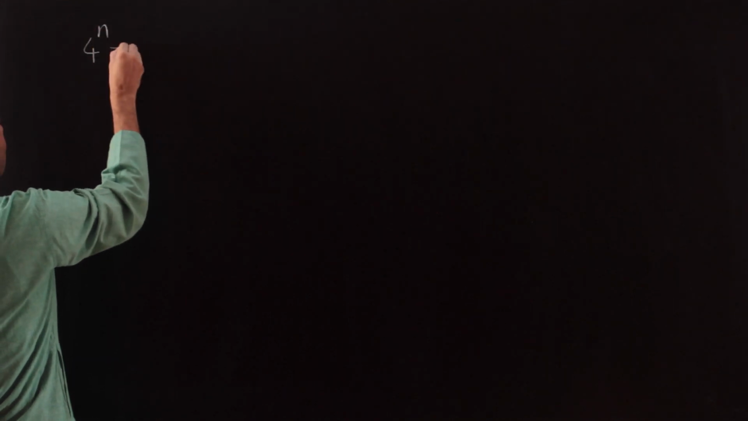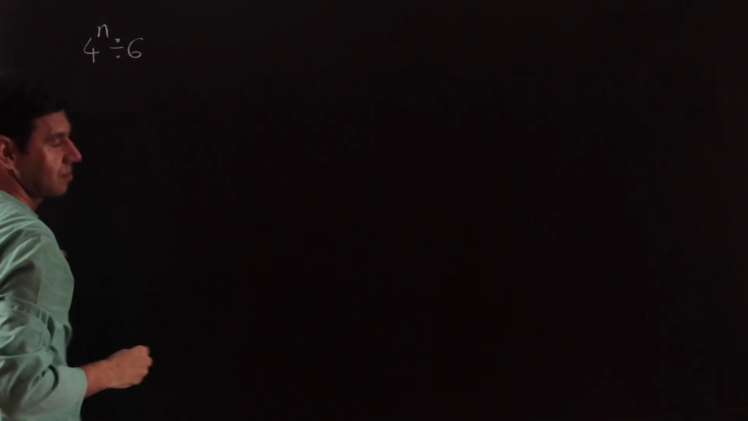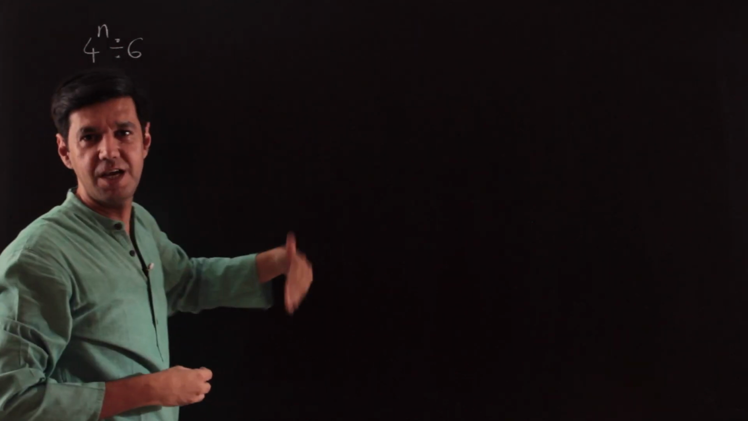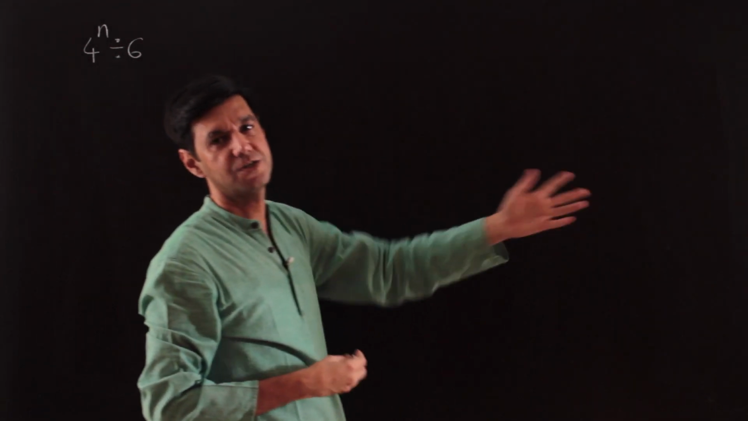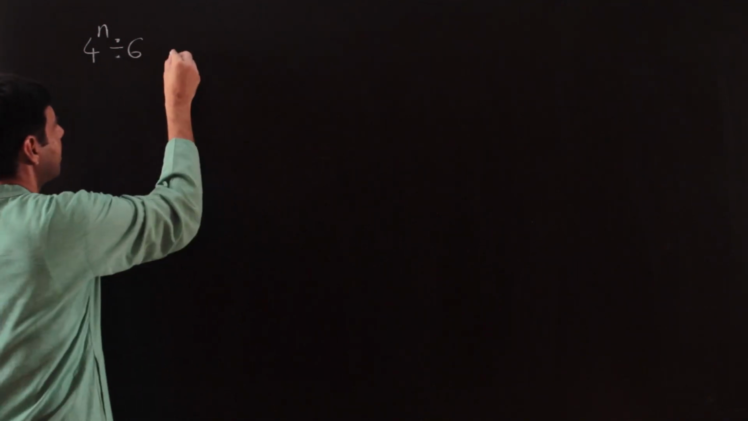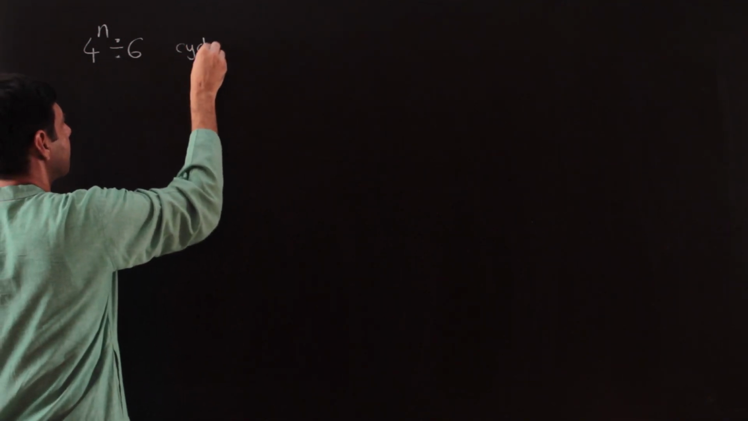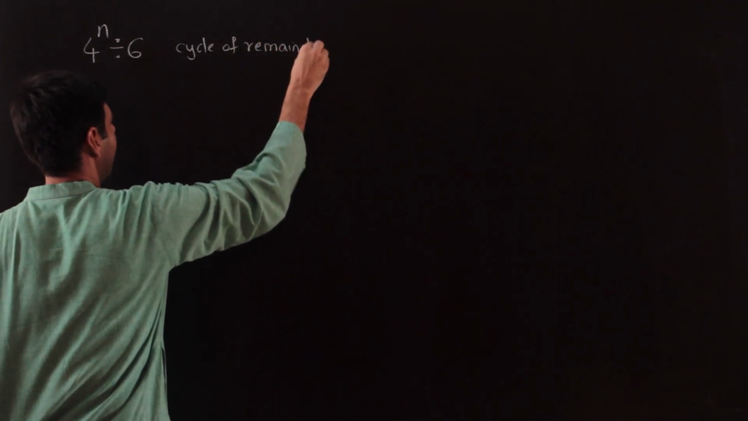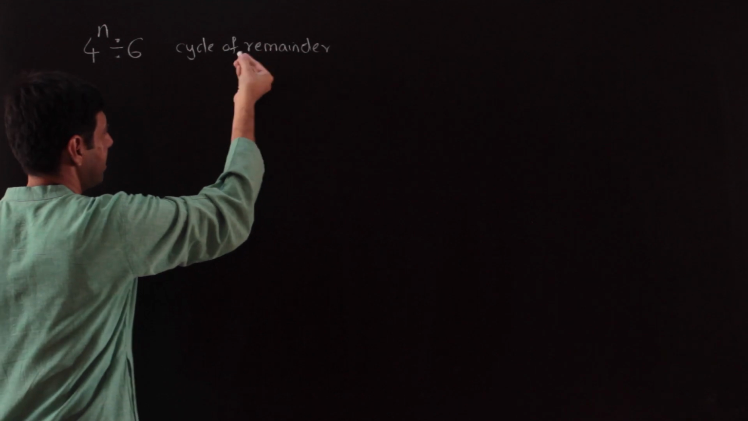What if I were dividing powers of 4 by 6? So as n takes values 1, 2, 3, 4, 5, 6, successive powers of 4, when I divide by 6, let's see the cycle of remainders. You are well used to this language by now, right? What do I mean by cycle of remainders?